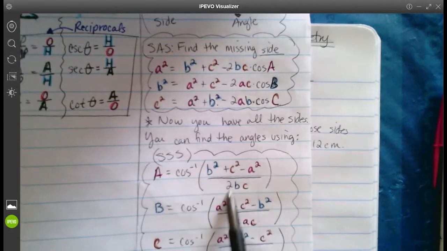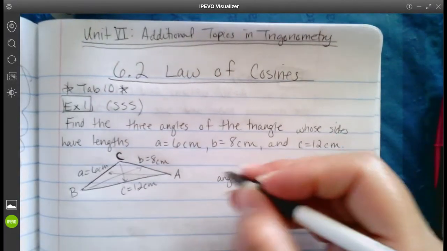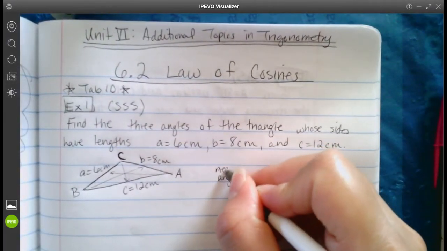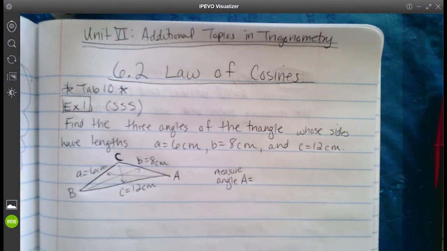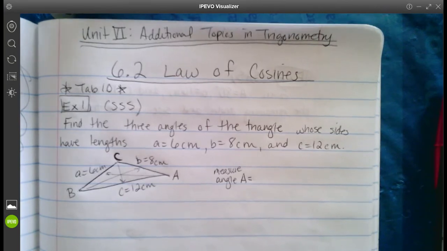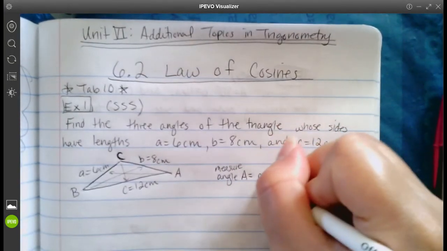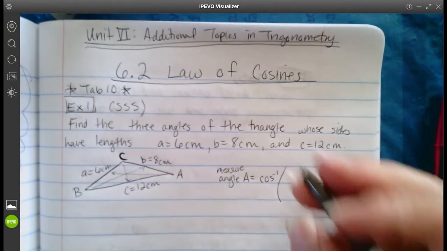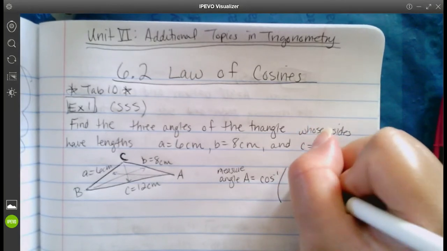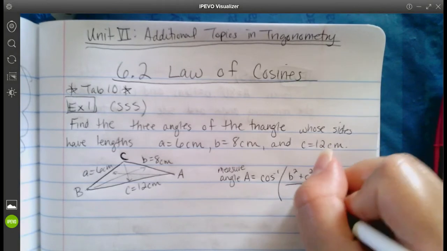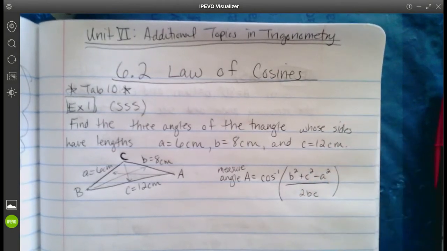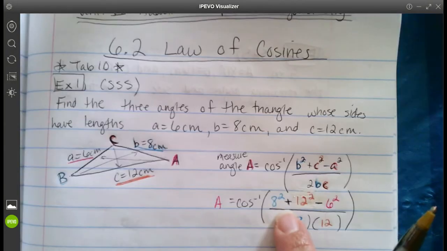Okay, so let's go ahead. I'm just going to write this down. We have the measure, I guess I should say the measure of angle A. The measure of angle A is going to be equal to, right now I'm just copying the formula straight from it, the inverse of cosine times b squared plus c squared minus a squared all over 2bc. And if you want, I can color code this just a bit.